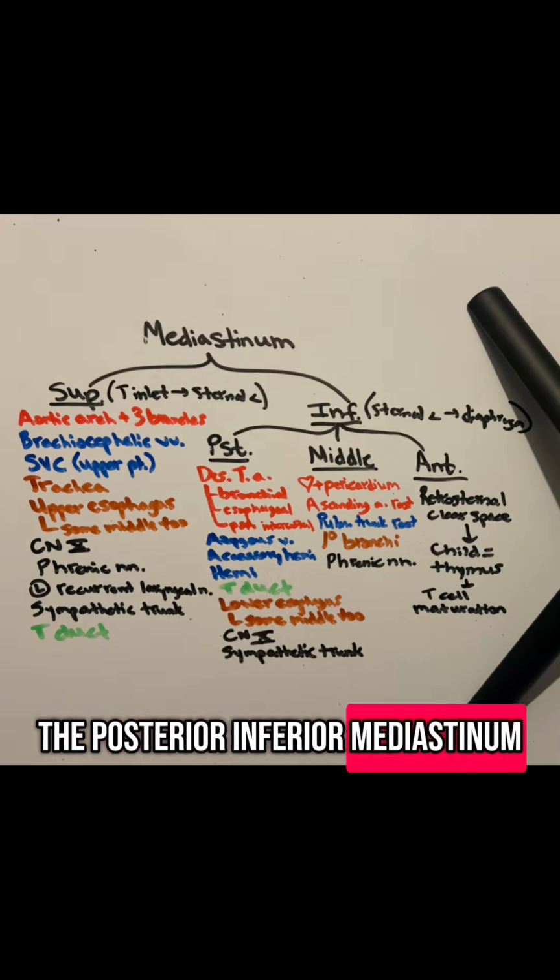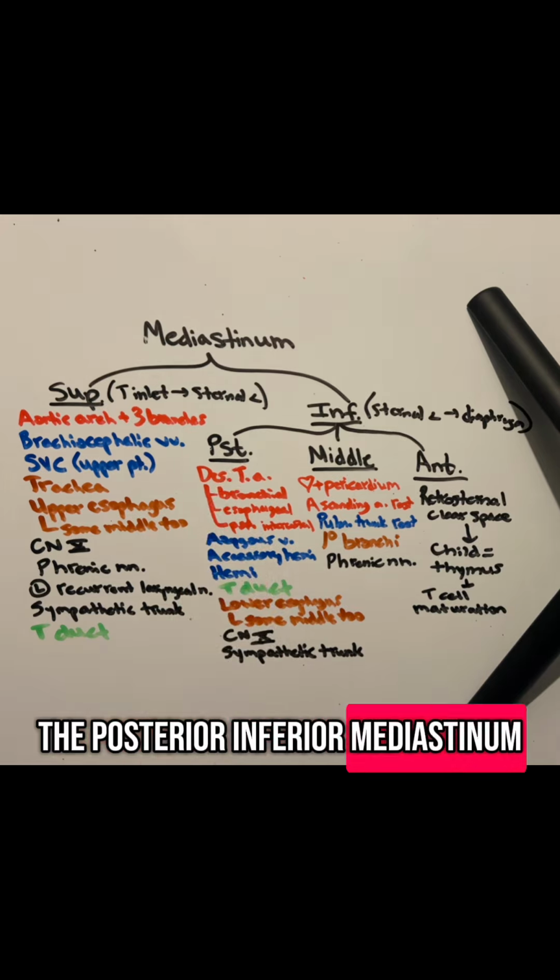We find parts of the thoracic duct here, as well as parts of vagus and parts of the sympathetic trunk, just as we found parts of these in the superior mediastinum. And so since we find parts of the thoracic duct, vagus, and the sympathetic trunk within the superior mediastinum and the posterior inferior mediastinum, we know that we will not find them in the middle inferior or anterior inferior mediastinum.